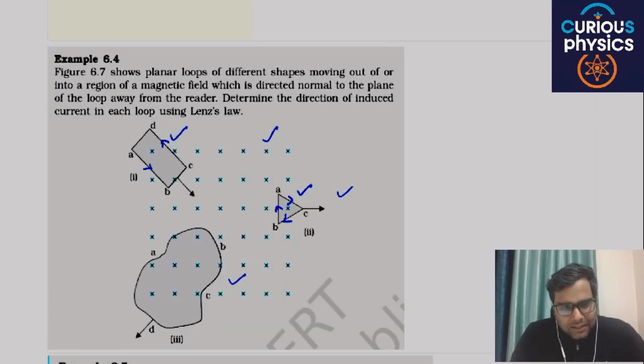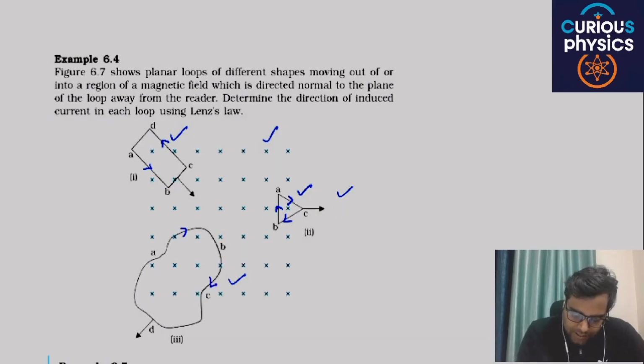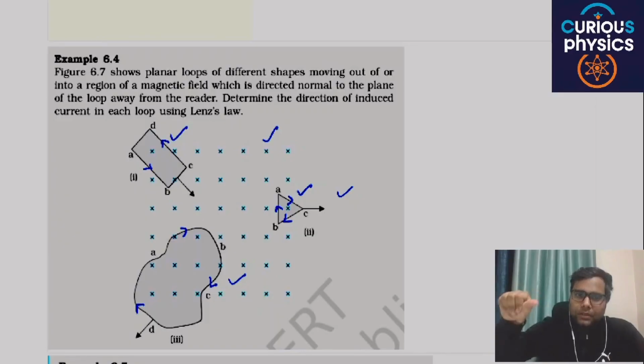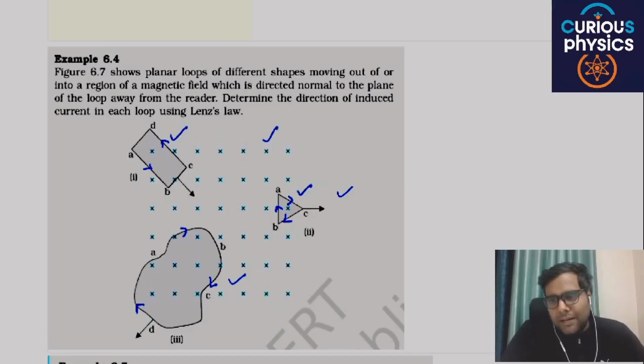In the same part 3, the magnetic flux is decreasing. So the induced electric current will be in clockwise direction, which will produce a magnetic field inside the paper, or mean to say that that particular induced current will oppose the decrease in the value of magnetic flux. Are you able to understand my point or not?